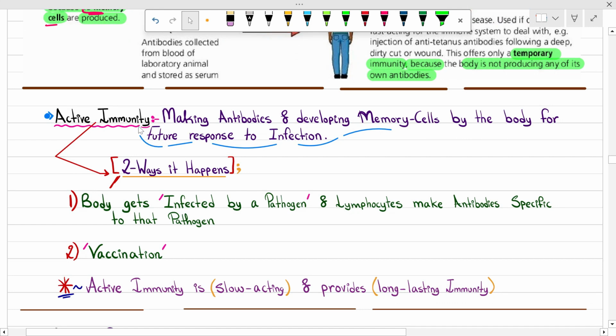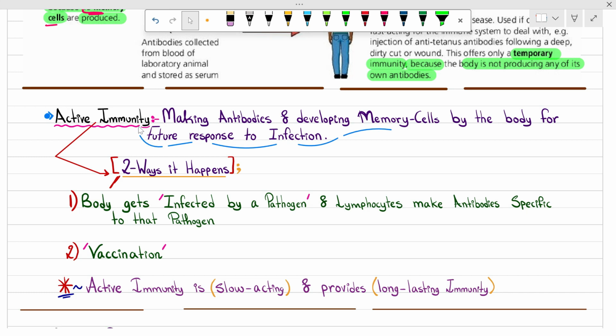So let's go into further detail about active immunity. Active immunity is making antibodies and developing memory cells by the body for future response to infection. So the antibodies are made by the body, they develop memory cells, and they are long-term because they have future response for infection. Active immunity can be by two ways.